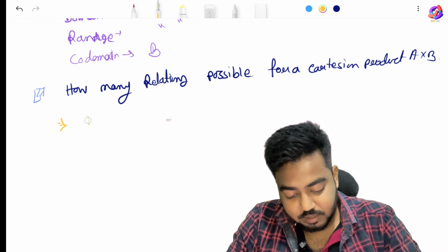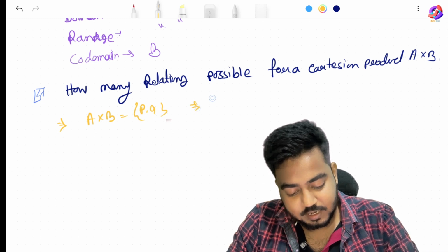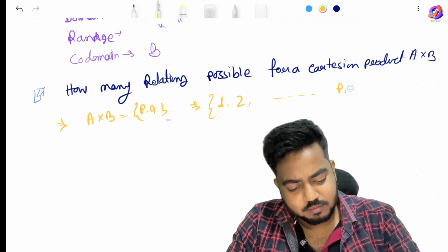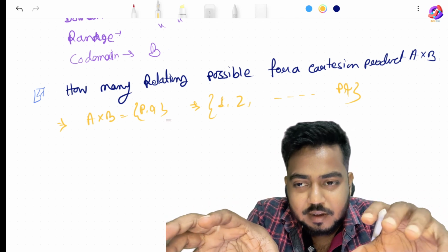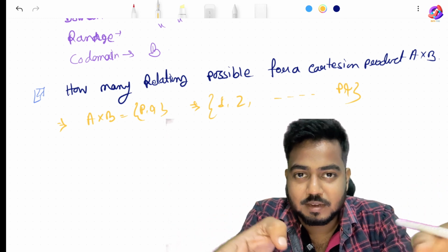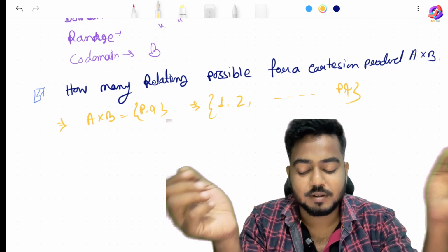So A cross B has P comma Q elements. Let's rename those as a1, a2, up to P times Q. So this is a set, and how many non-empty subsets are possible for this set? This is the main question we need to answer.